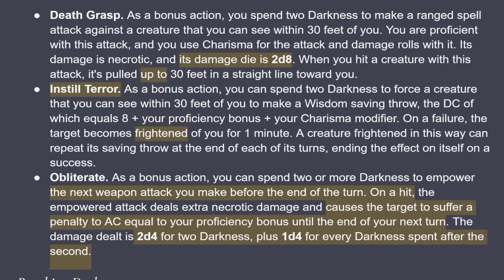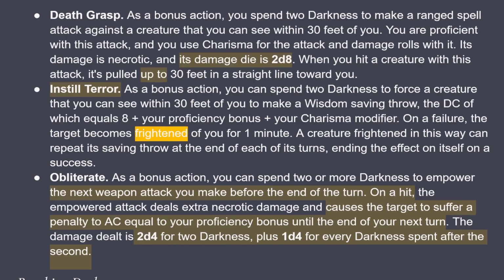This would probably be my go-to thing to do if I didn't have a tactical reason to death grasp somebody. This is perfect because it plays into your dreadful nature, which we already talked about, very on theme. It inflicts the frightened condition: for a bonus action, 2 darkness points, and within 30 feet, a wisdom saving throw against your spellcast DC, and on a failure, the creature becomes frightened of you for a minute. It can repeat its save at the end of each turn.